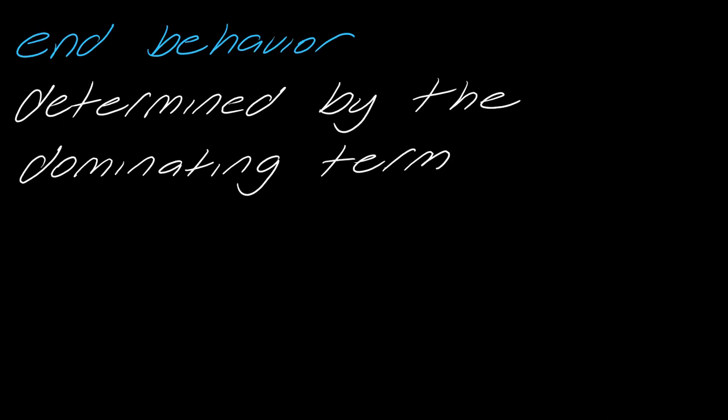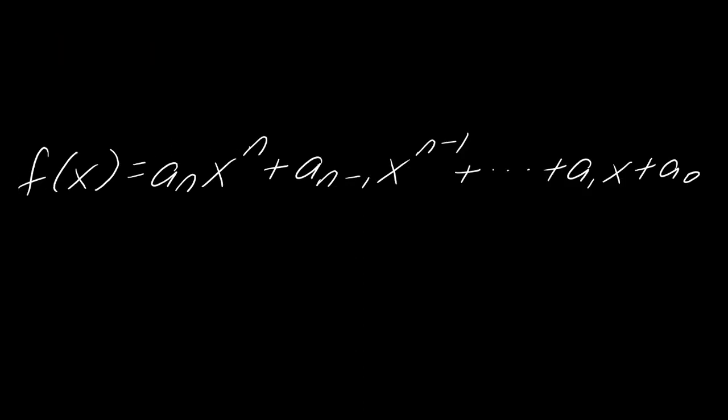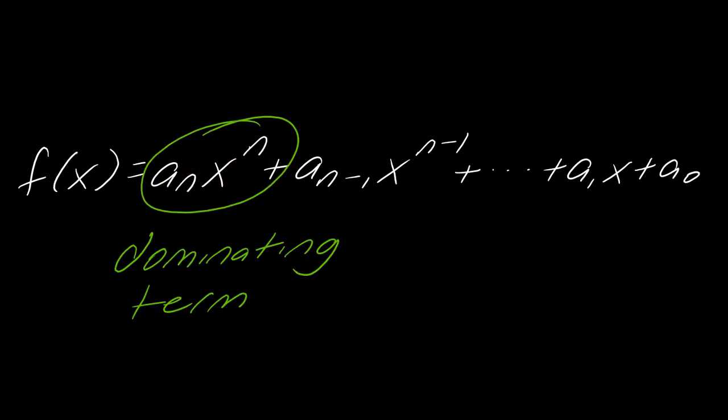The other thing I want to talk to you about is end behavior. End behavior is determined by the dominating term. We've kind of been referring to this, but I'm just going to formalize this. So what do I mean by dominating term? This is going to take me a second to explain. If I have some polynomial of this form, this is going to be the term of highest degree with its leading coefficient. This is what's known as the dominating term.